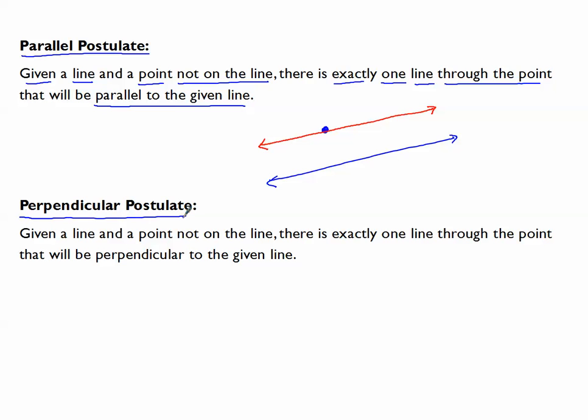Perpendicular postulate, very similar. We're given a line and a point not on the line. But this time we say there is exactly one line through that point that will be perpendicular. Unlike the other one, which was parallel, this would be perpendicular to the given line. So one exact way that I can draw a line that is perpendicular.